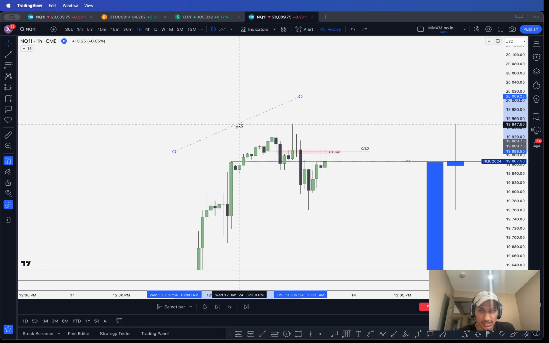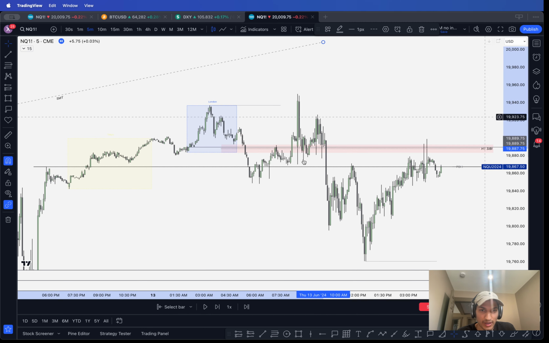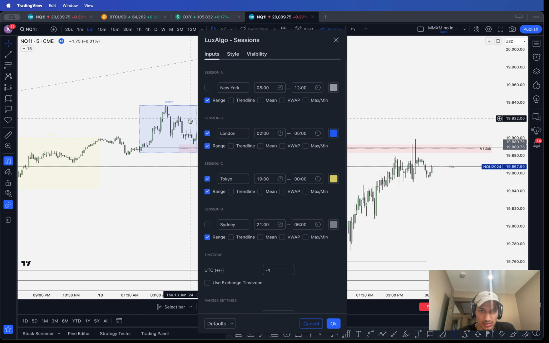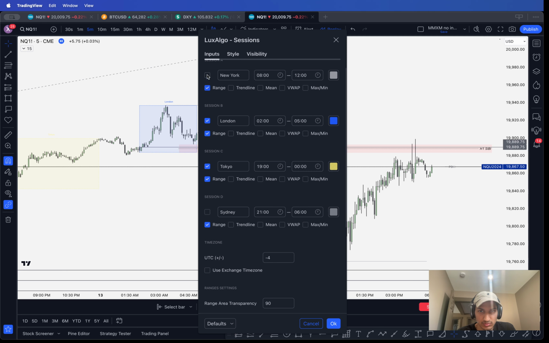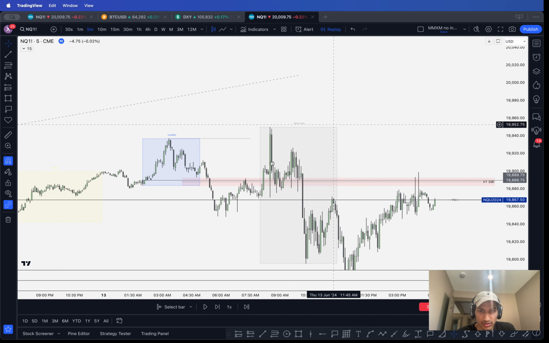Now all I got to do, so I'm just going to keep my SMT like that so I don't have to draw it awkwardly. I'm going to go down to my lower time frame, right? 5-minute chart. Wait for the kill zone to open. Let's turn on my New York kill zone. Right, wait for the kill zone.